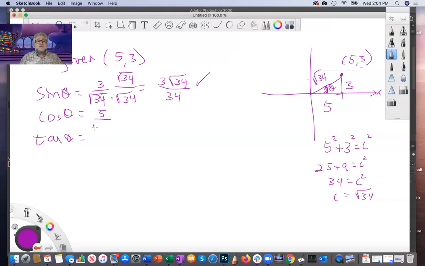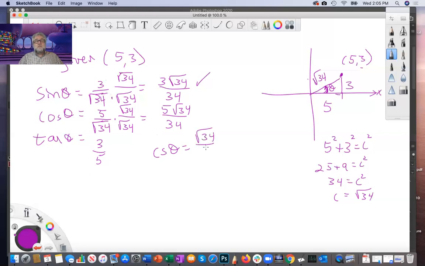Cosine is adjacent over hypotenuse. So that's 5 over radical 34. And I still have to rationalize the denominator by multiplying by square root of 34 over square root of 34? Okay, if you insist. So 5 radical 34 over 34. And lastly, tangent, opposite over adjacent, 3 over 5. We don't have to do anything. Yay!